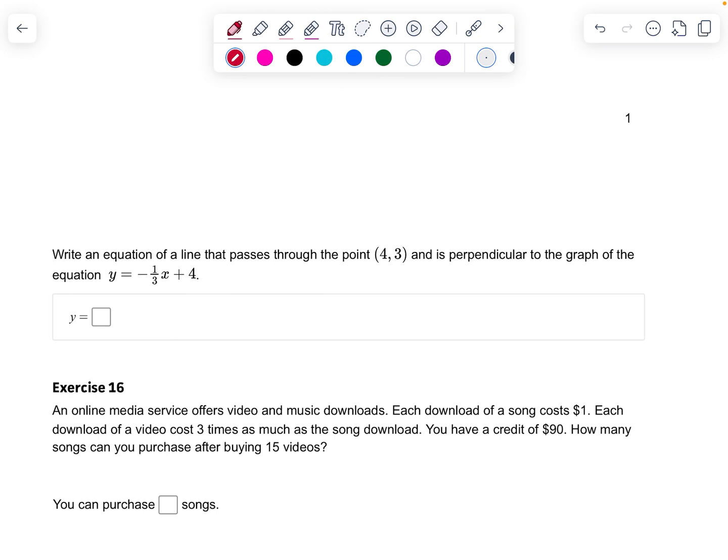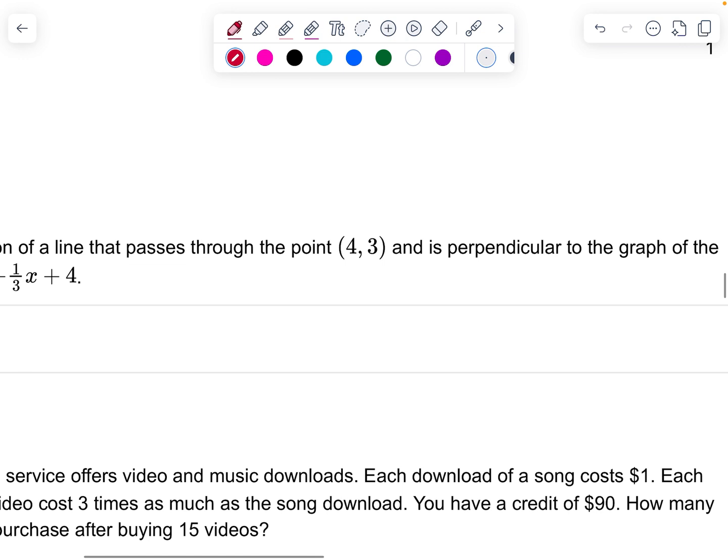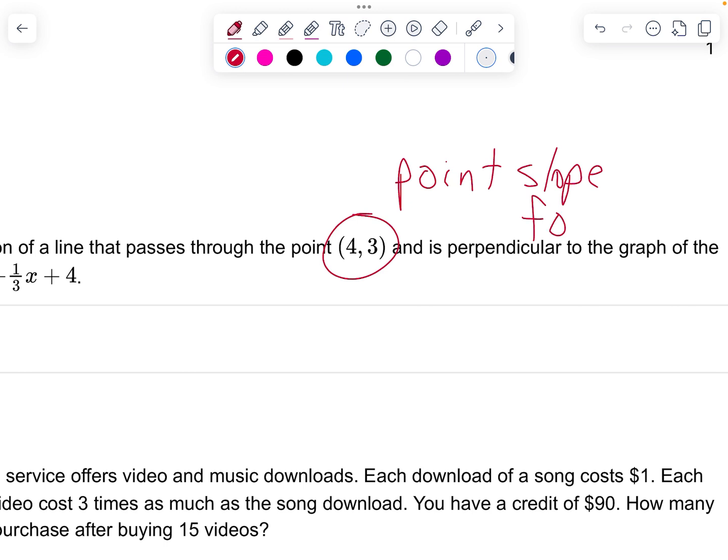So it goes through the point. Write an equation of a line that passes through this. So here's the deal. You know you have this point, okay? We're going to need to use point slope form, okay? Point slope form, okay? What is point slope form?